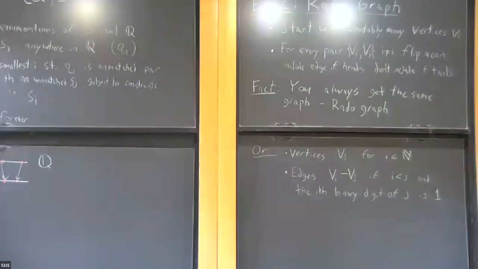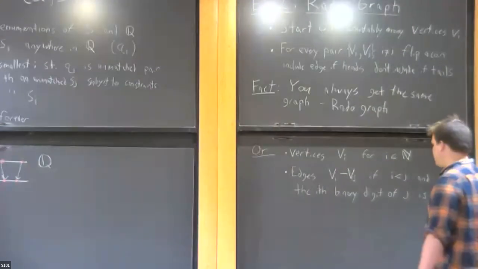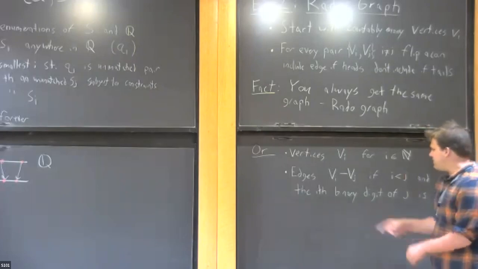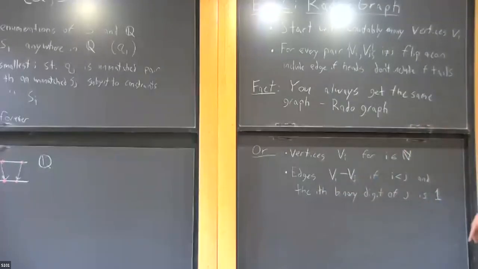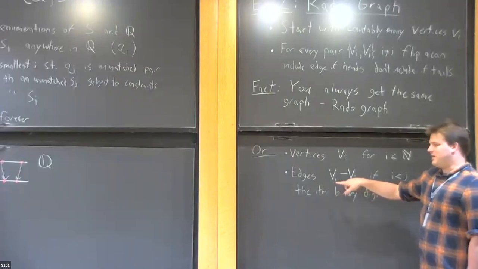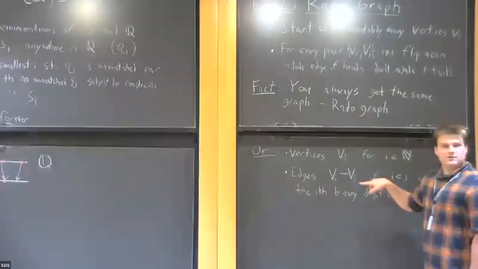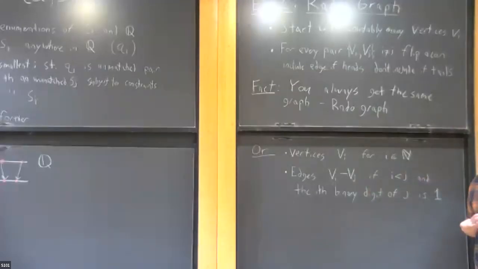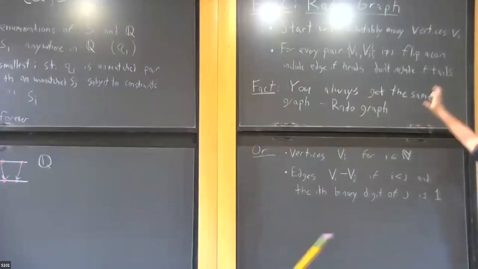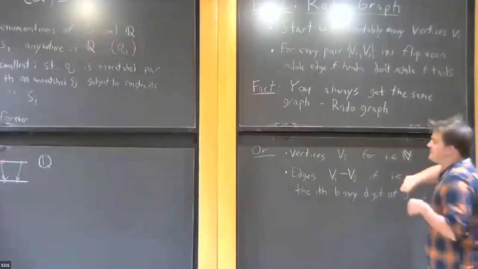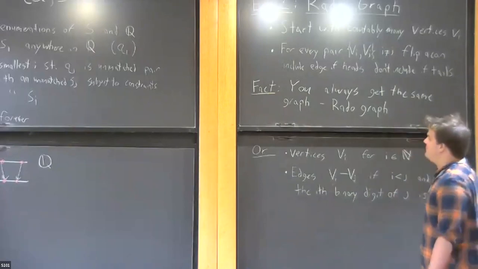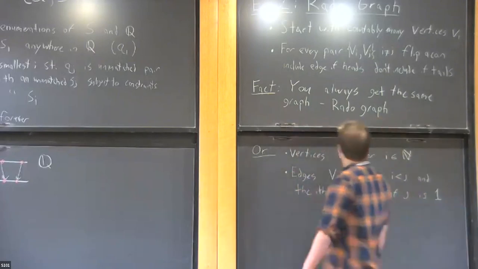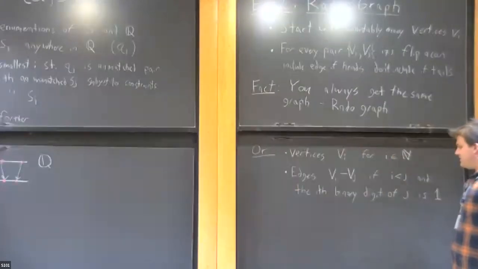Very different construction, but very explicit. So in particular, v_1 is attached to all of the odd numbers. And v_2 is attached to numbers that are 2 mod 4 or 3 mod 4, and so on. All right, so it's not at all clear that these two constructions would give you the same thing, and probably not clear that this fact about a random graph always giving the same thing is true.